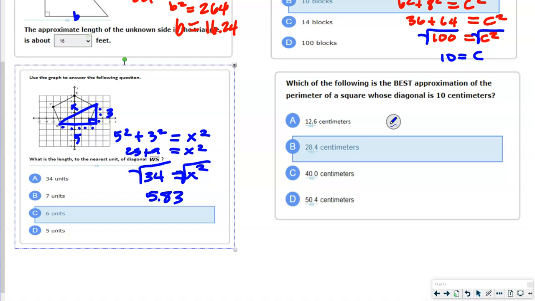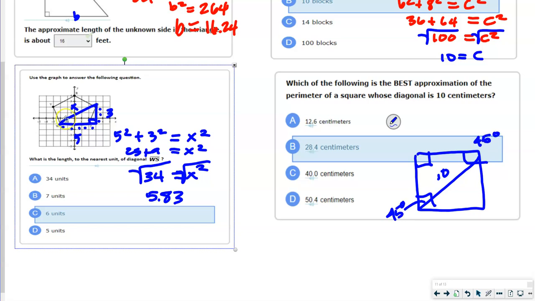Which defines the best approximation of the perimeter of a square whose diagonal is 10 centimeters? So we've got a square, and the diagonal is 10. And remember, this is a 45-45-90 triangle, because you've got a right angle there, right angle here, right angle here. These would both be 45-degree angles, yes? So we have a leg, a leg, a leg, and a leg.